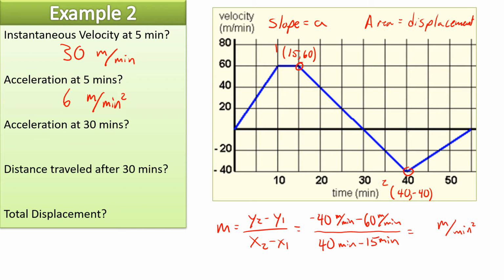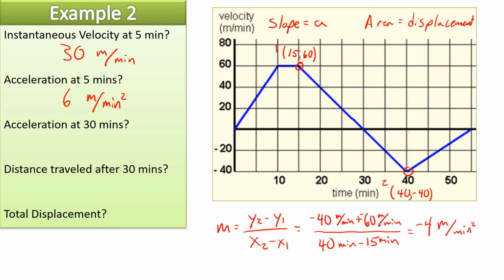So you get negative 40 minus 60, which is negative 100, divided by 40 minus 15, and you get -4 meters per minute squared. So we got a negative number.